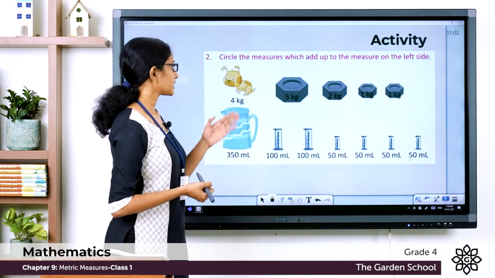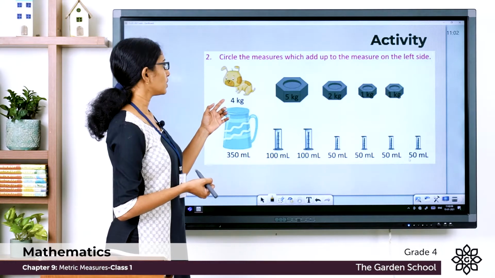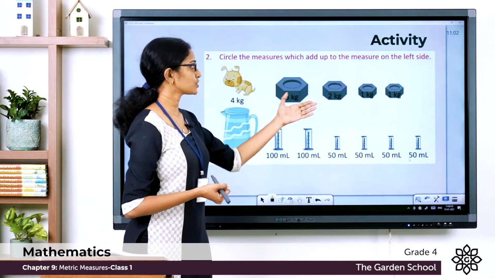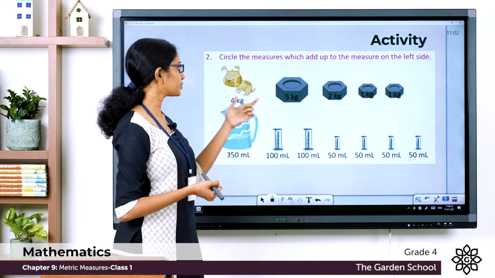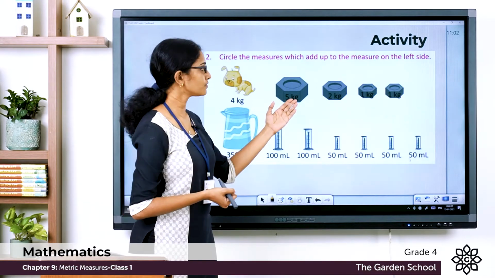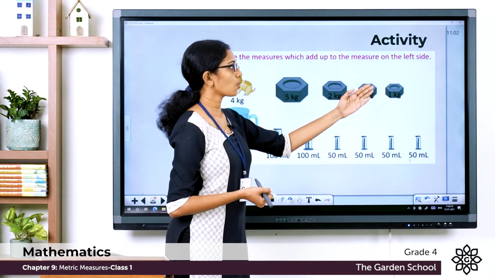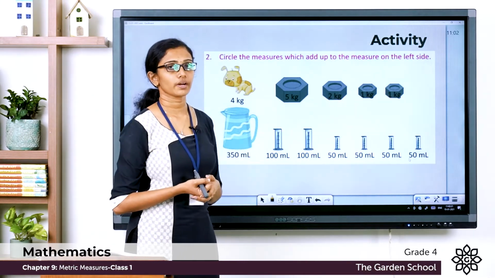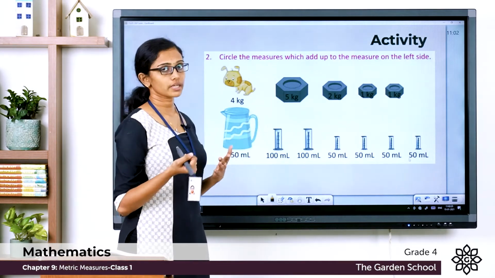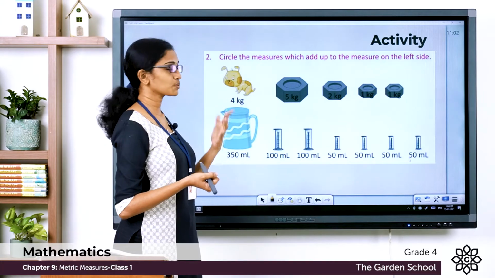So on the left side here, the first question, we have 4 kilograms. You have to circle the equivalent measures given on the right side which add up to 4 kilograms. See the weights. The weights given are 5 kilogram, 2 kilogram, 1 kilogram and again 1 kilogram. So which weights do we need to circle? The first one we cannot take because it's 5 kilogram, which is more than 4.